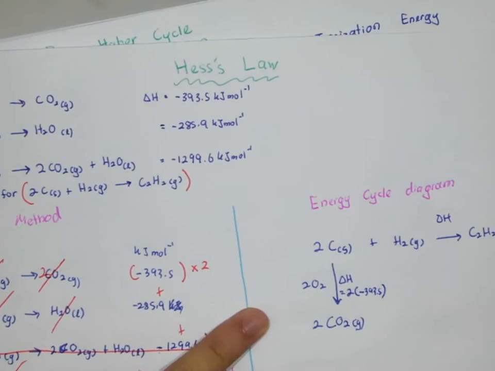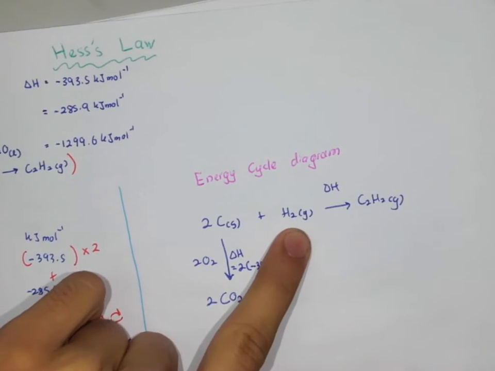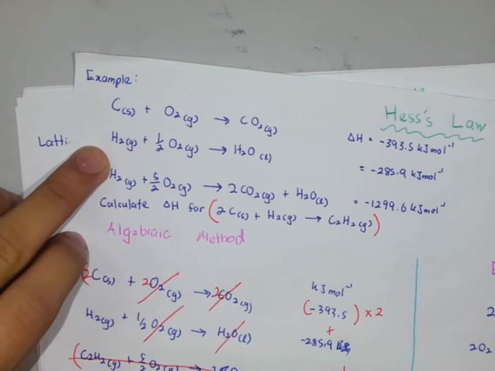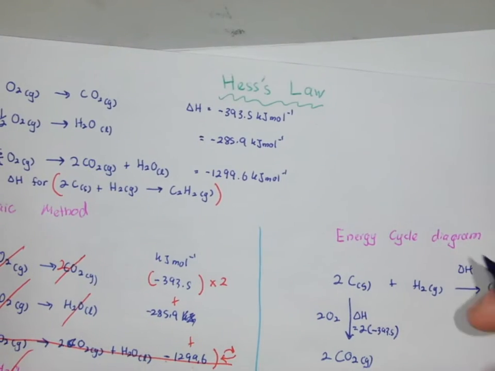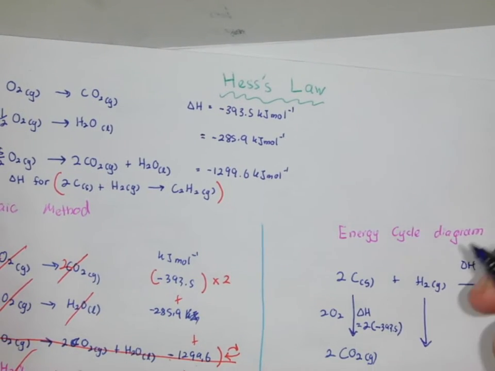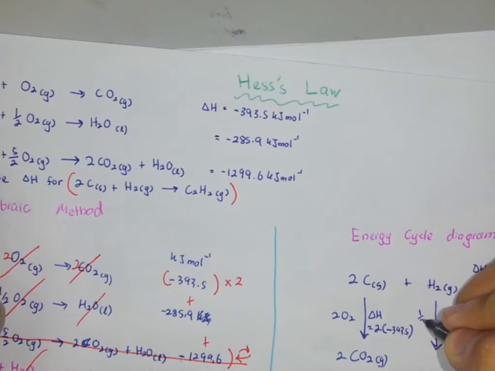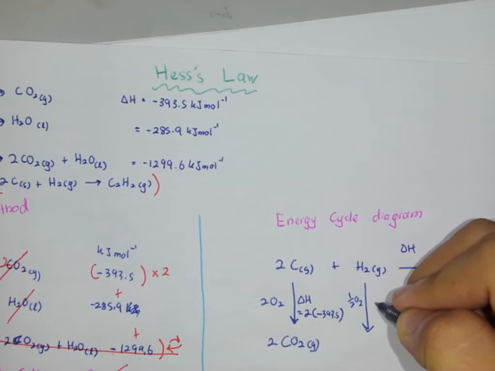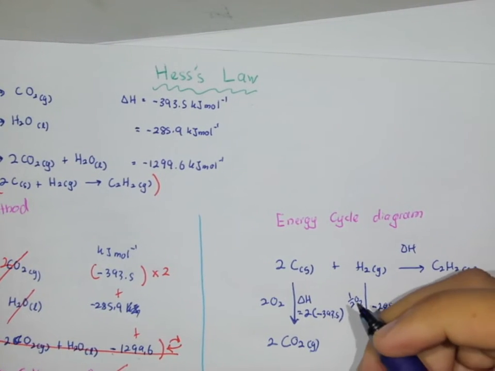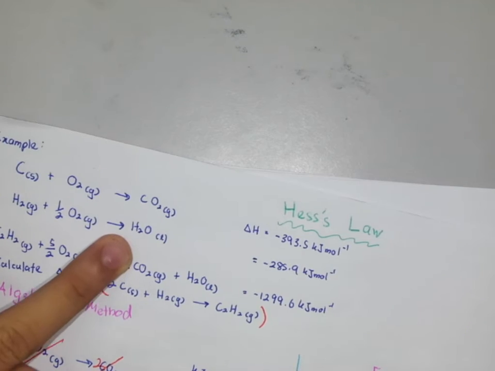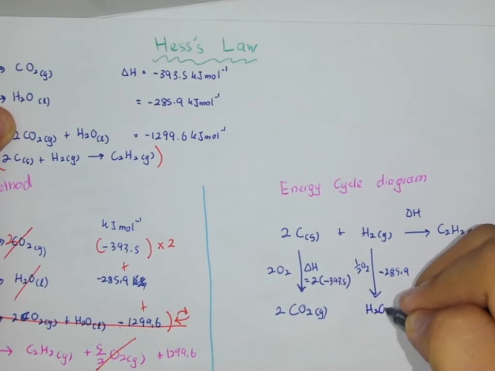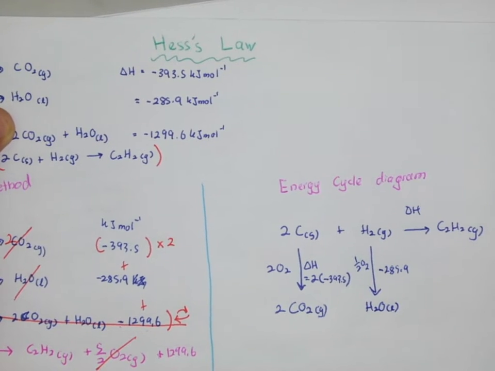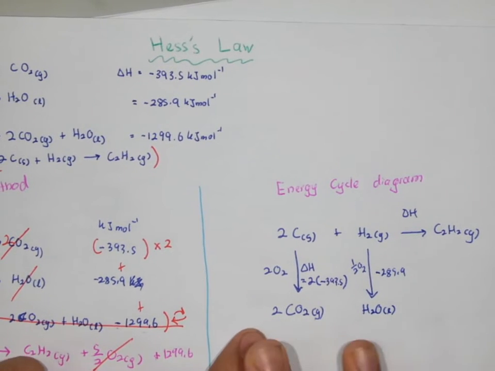393.5. Right, and then let's look on delta H. Mana satu ada delta H? We have this as delta H, right? So delta H kita tak ubah apa-apa, kita dapat half O2, and also dia punya delta H is negative 285.9, and kita akan dapat water, right? So H2O liquid.